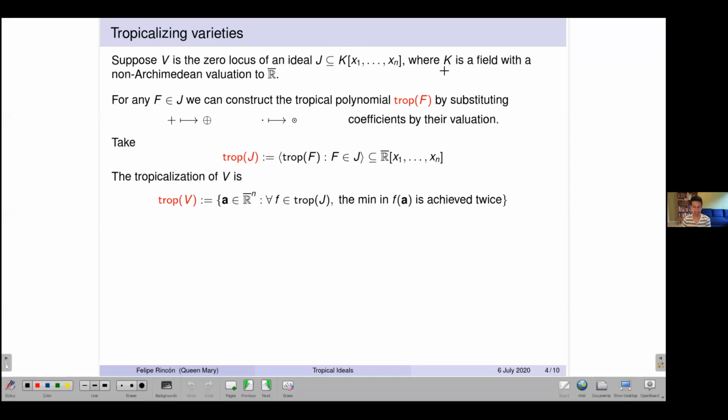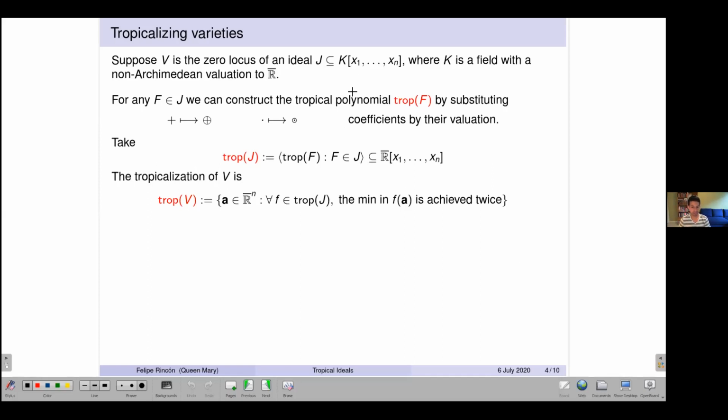Yeah, so K, if you want to tropicalize, you start with K being a valued field, a field together with a non-Archimedean valuation to the tropical numbers. And remember how we tropicalize the variety: for any polynomial in your ideal, you tropicalize the polynomial by just substituting the operations for tropical operations. Whenever you see a plus, you change it by tropical plus. Whenever you see a times, you change it for tropical times. And the coefficients, they originally live in your field K, but you tropicalize them to their valuation. You change them by the valuation.